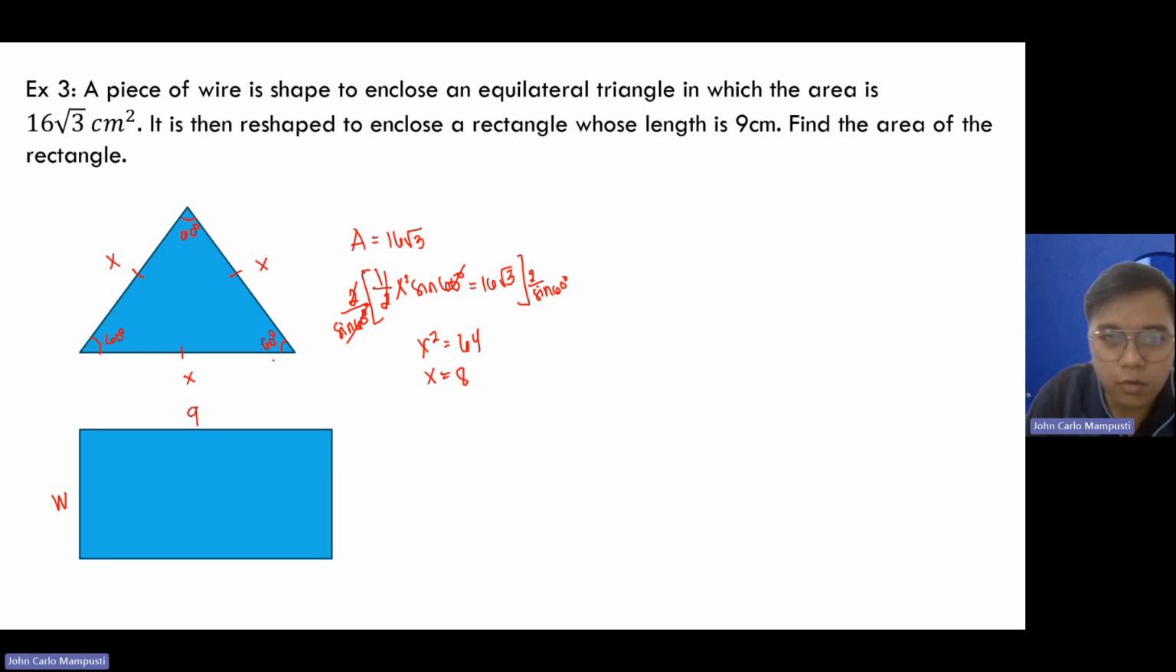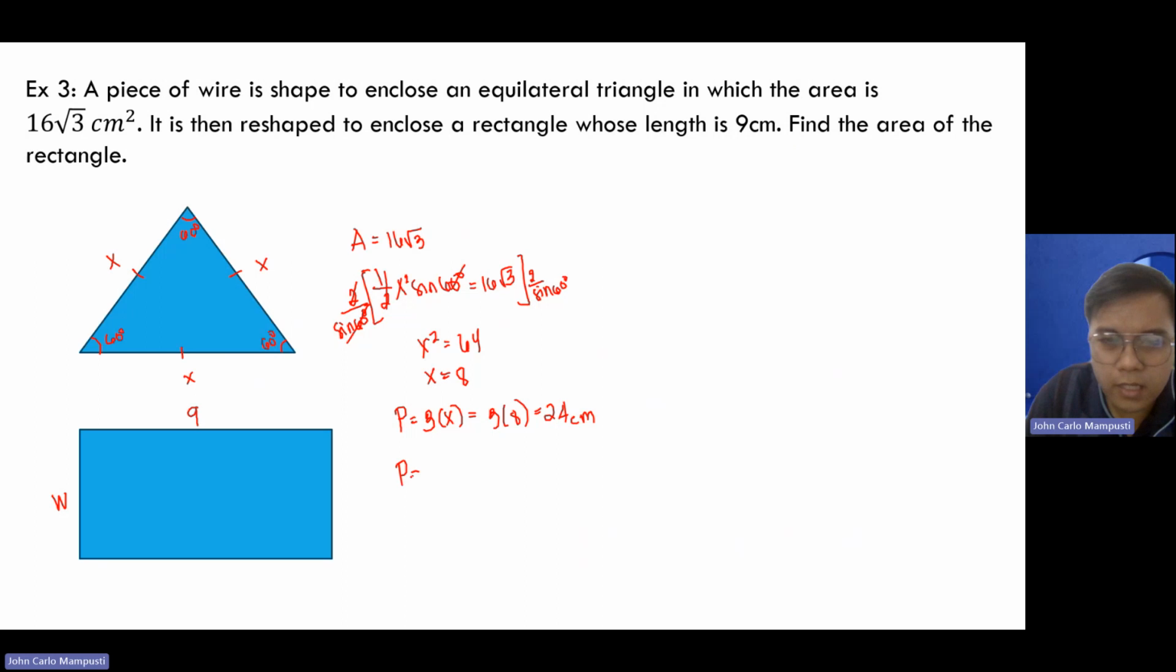Now, alam na natin kung ano yung side. Then, anong gagawin natin? Kunin na natin yung perimeter ng ating, or yung total length ng ating wire. So, perimeter means sum of all sides. So, x plus x plus x or 3x. Therefore, this is equal to 3 times 8. This is equal to 24. Okay. Now, yung 24 centimeter ito, gagamitin natin para ma-enclose itong rectangle.